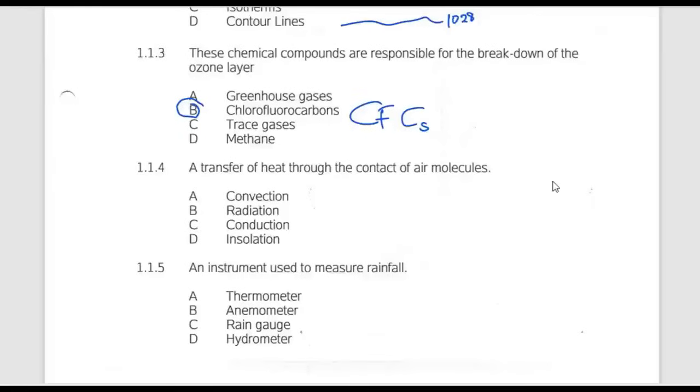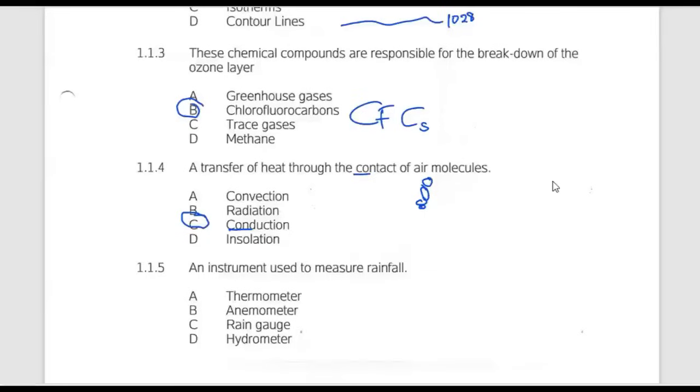Then we go to the next question, number 1.14. It says, a transfer of heat through the contact of air molecules. Air molecules get into contact and give each other heat. What kind of heat transfer is done through contact? The term suggests they are conducting each other, as in conduction. The correct response is conduction. Through conduction, the air molecules come into contact and pass heat to each other, so that the heat is transferred from one to the other.